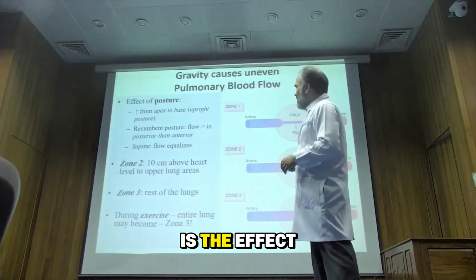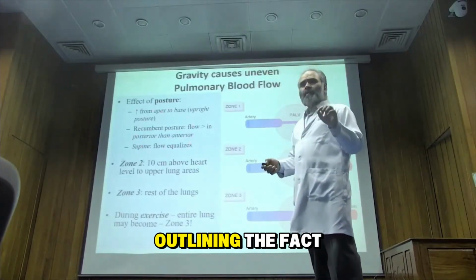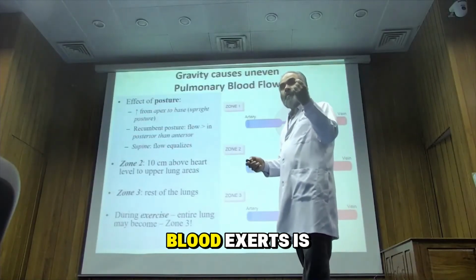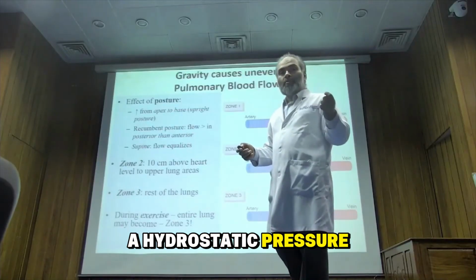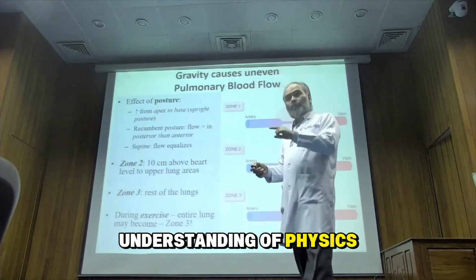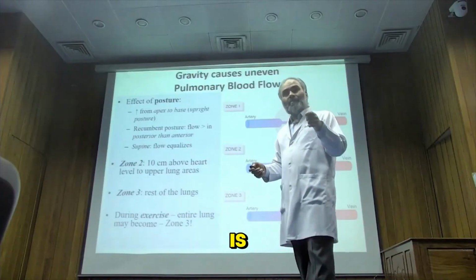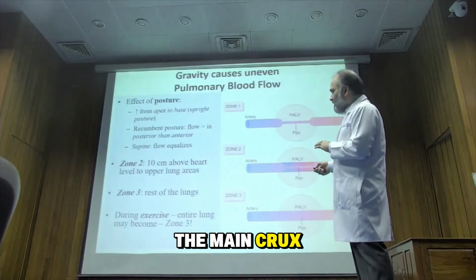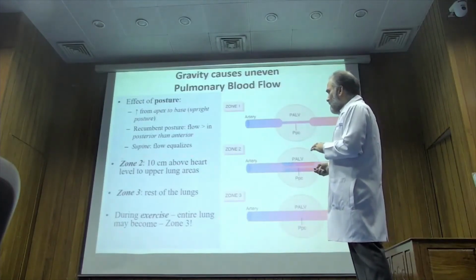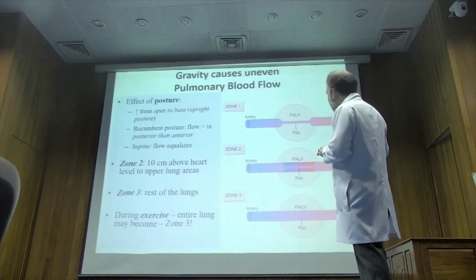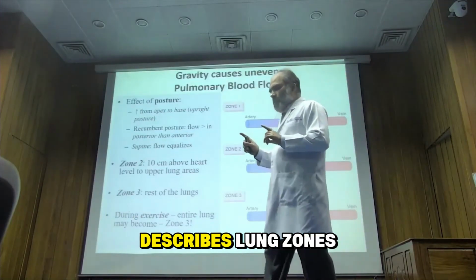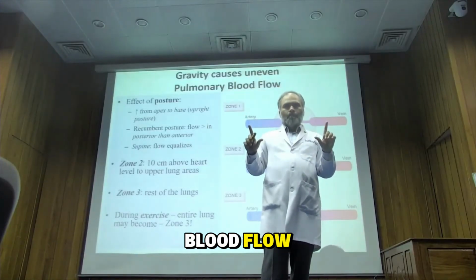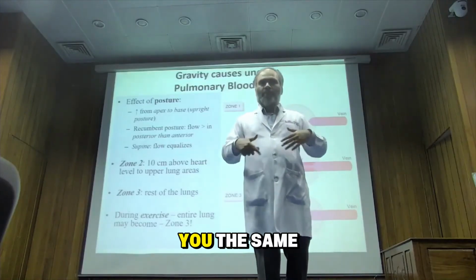Okay. So this is the effect of posture, underlining the fact that the pressure that blood exerts is a hydrostatic pressure. Okay. From your understanding of physics, you know what a hydrostatic pressure is. Now, this is the main crux of the matter here, right here. And this is a diagram of Guyton. Okay. So Guyton describes lung zones strictly on the basis of changes in blood flow. And hence, here I am telling you the same.